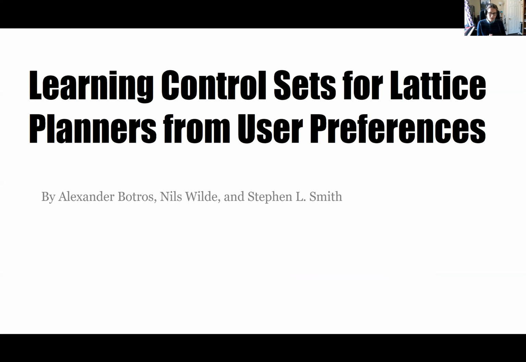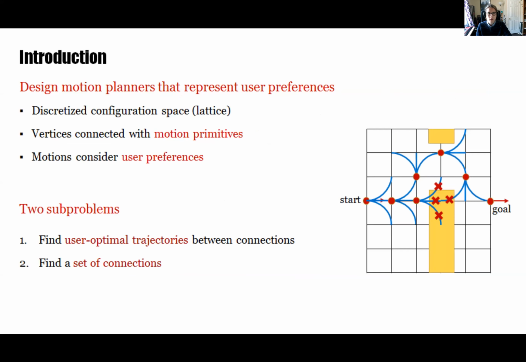Hi, I'm Niels, and I want to briefly present you our paper, Learning Control Sets for Lattice Planners from User Preferences. Let's jump in. Next slide, please.